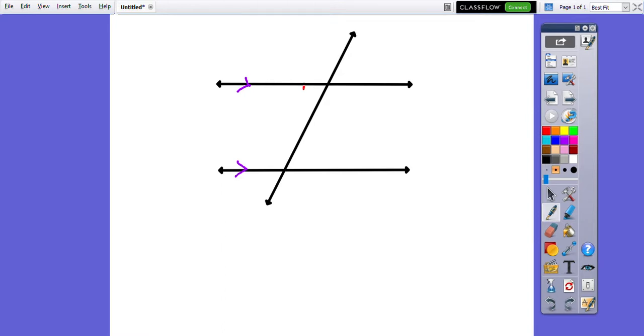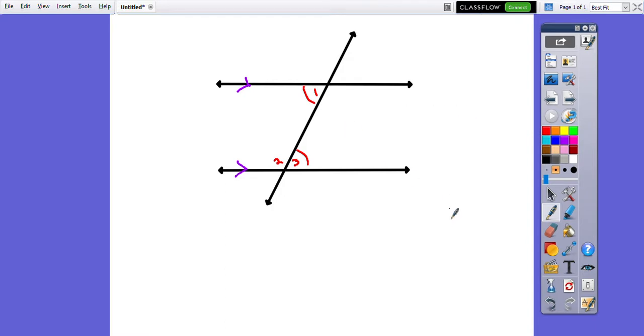This angle, I'm going to label this 1, and we'll label this 2 and 3. So angle 1 is congruent to which angle? Angle 1 is congruent to angle 2 down here because they're alternate interior angles. And we've proven in class that that is true.